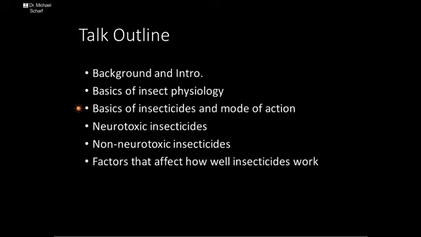Just cover some basics of insecticide mode of action, in terms of neurotoxins and non-neurotoxins and those kinds of things. And then I'm going to go through the different neurotoxic insecticides and the non-neurotoxic insecticides that we have available on the market today, and try to give just a really broad overview of how those different insecticides work, and hopefully give you some good information there. And then try to integrate everything at the end and come back to looking at factors that affect how well insecticides work, tying it back to the chemistry and the modes of action.